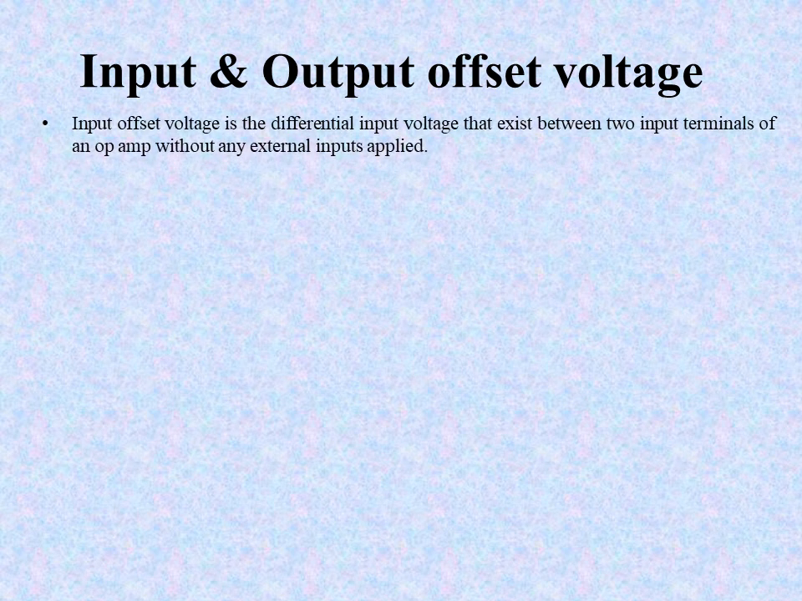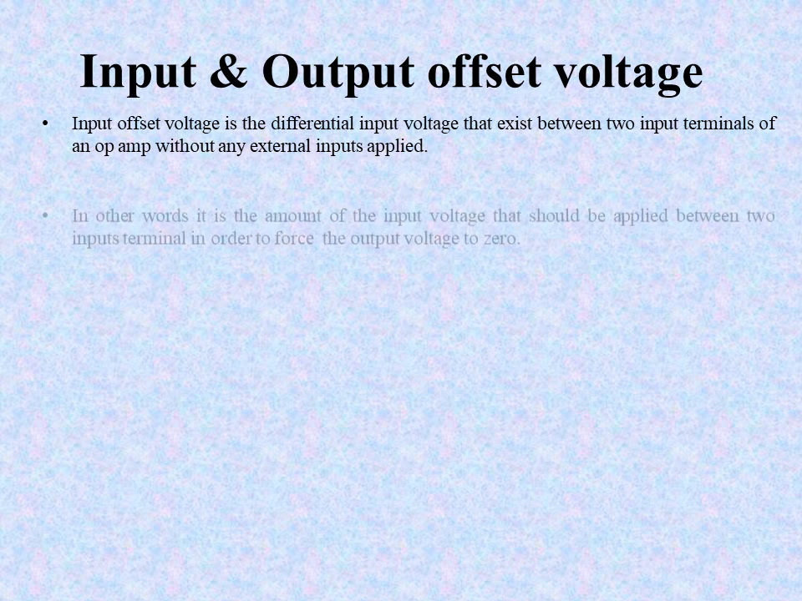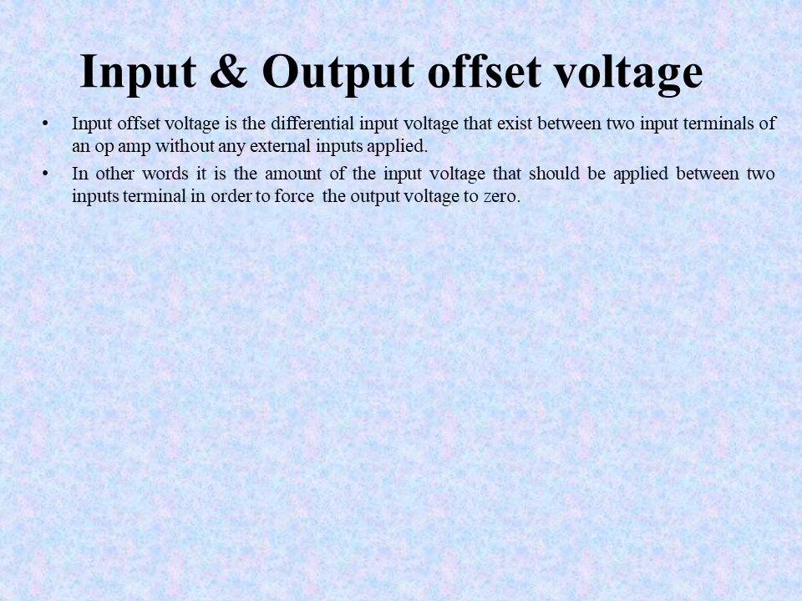First of all, we'll define input offset voltage. It is the differential input voltage that exists between the two input terminals of an op-amp without any external inputs applied. We are not applying any input, but still there is some differential input between the inverting and non-inverting terminals. That is the input offset voltage. In other words, it is the amount of input voltage that should be applied between the two input terminals in order to force the output voltage to 0.